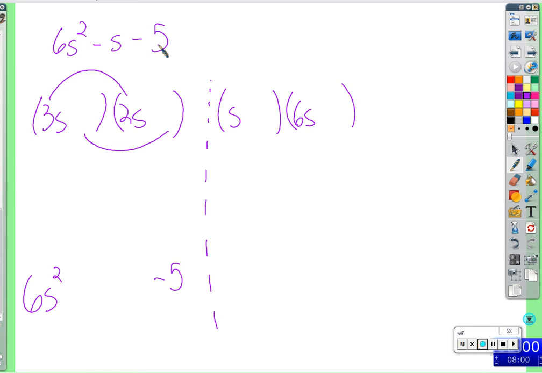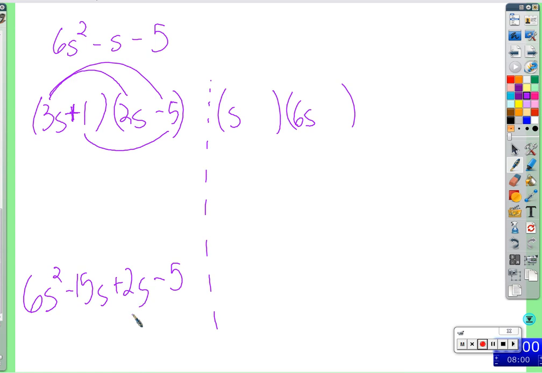So, throw it out there. What can we multiply together to get -5? 1 and 5? One of them has to be negative, so +1, -5. Okay, that might work. Let's try it. Let's multiply it together. We got 3 times 2, that's 6S squared. We got 3S times -5, that's -15S. And 1 times 2S is 2S.